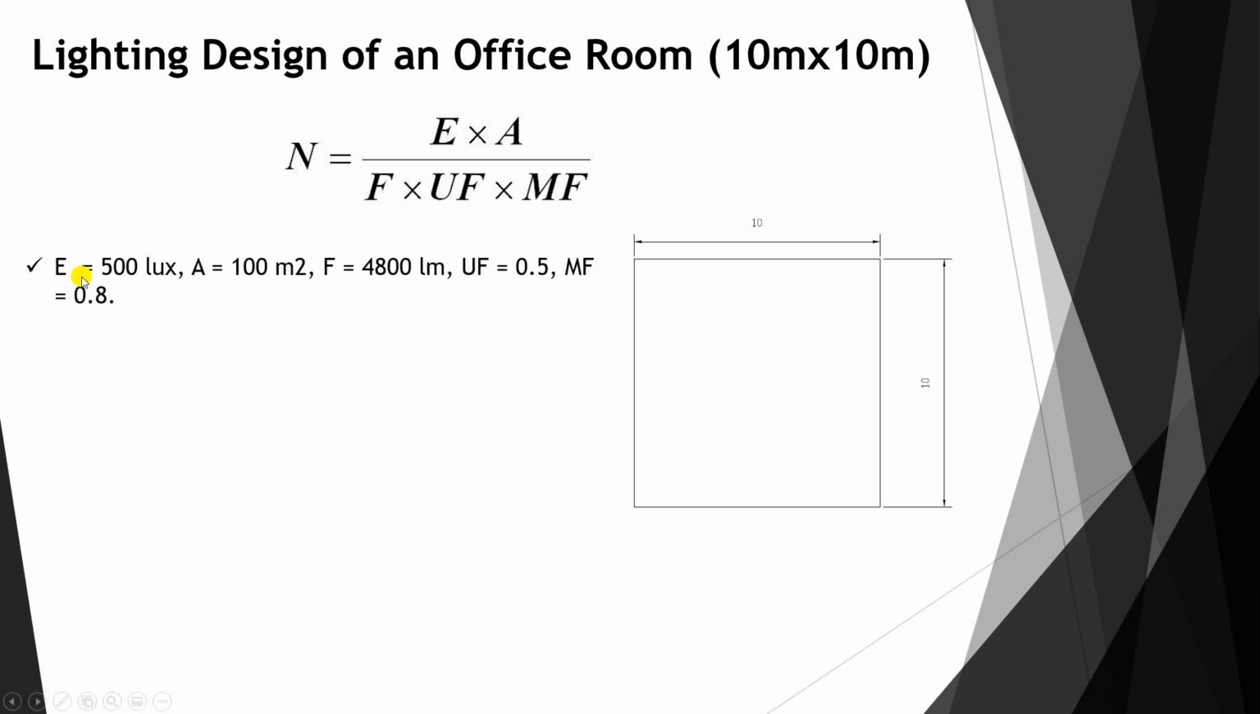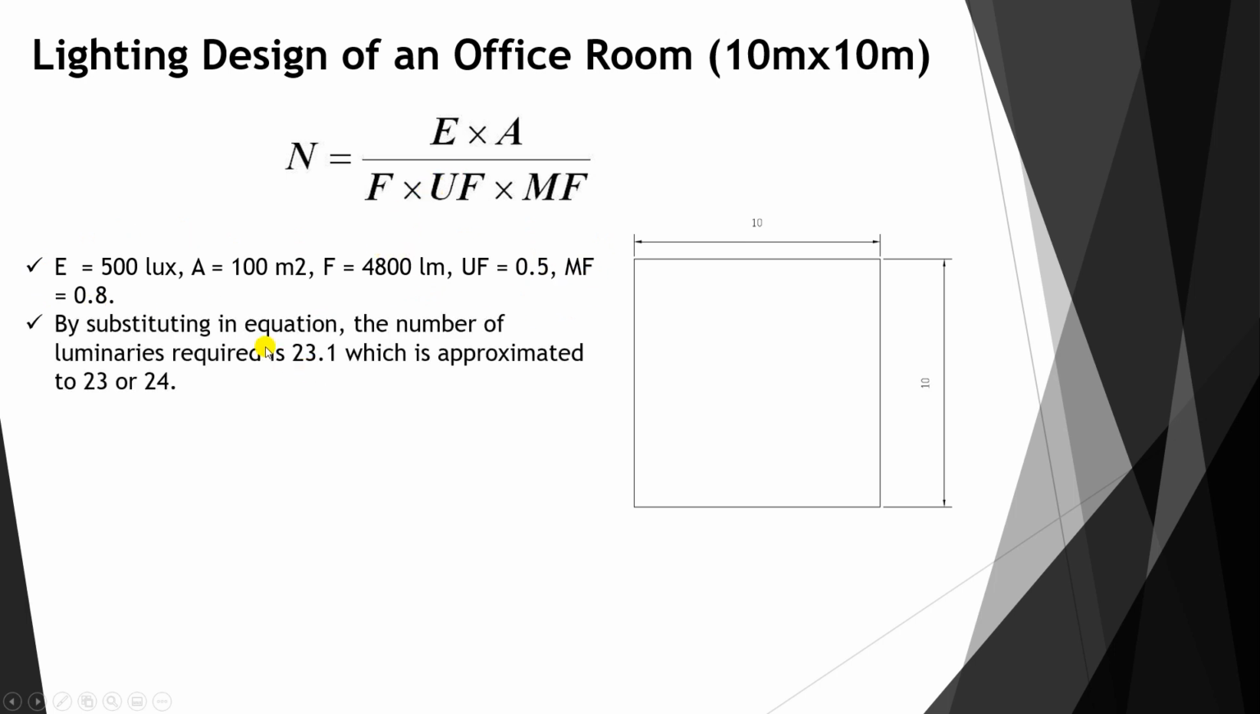Now the E, or the lux required in the room, is 500. A is the area, which is 100 square meters. F is the total lumens produced by one luminaire, which is 4800 lumens. Utilization factor 0.5, maintenance factor 0.8. Their multiplication gives us 0.4. By taking all of these values and substituting here, the number of luminaires required is 23.1, which can be approximated to either 23 or 24.